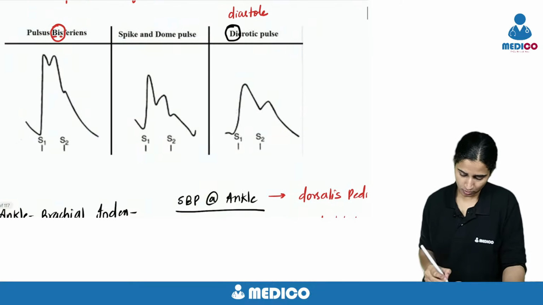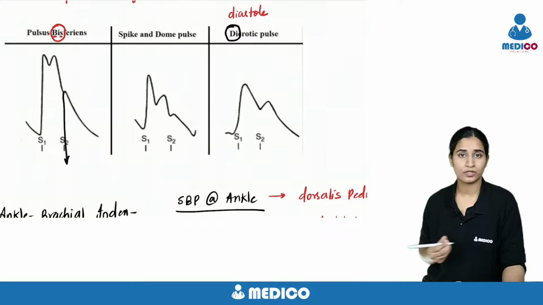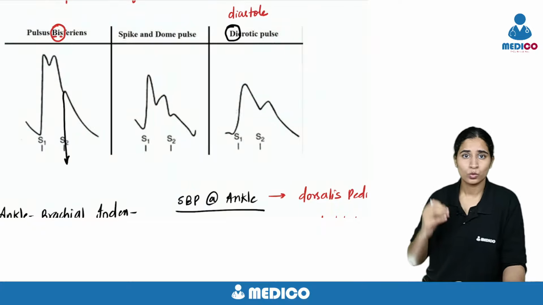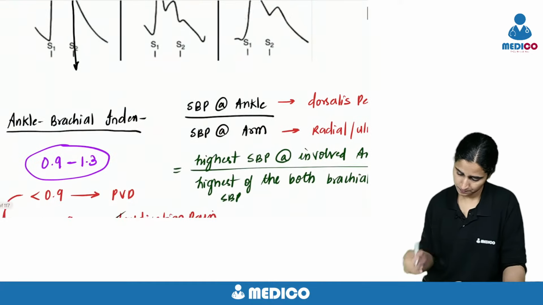So as we spoke, this is the dicrotic notch. Whatever is before the dicrotic notch is the systole. So in systole, you are getting two peaks. And you see that in severe aortic regurgitation with mild AS.